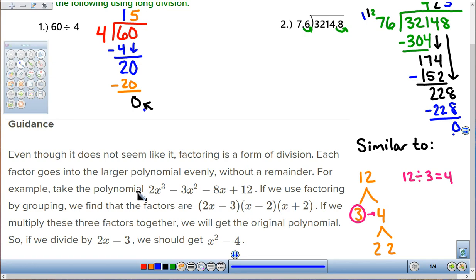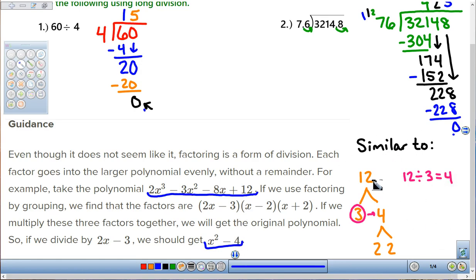For example, take the polynomial 2x cubed minus 3x squared minus 8x plus 12. If we use factoring by grouping, we would find these factors, 2x minus 3, and then technically it would be x squared minus 4, but that's a difference of squares, which factors into these two. If we multiply these 3 factors together, we would get the original polynomial. So if we divide by 2x minus 3, we would get x squared minus 4.